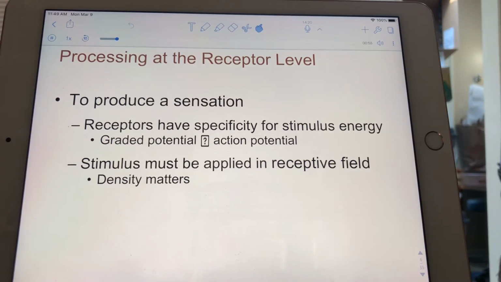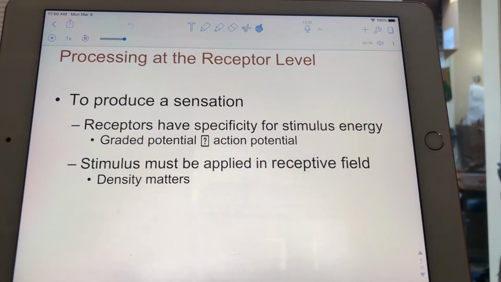So, for instance, if we apply light or a change in light to a thermoreceptor, that thermoreceptor isn't going to fire. It's not going to launch an action potential because it's not sensitive to light changes.